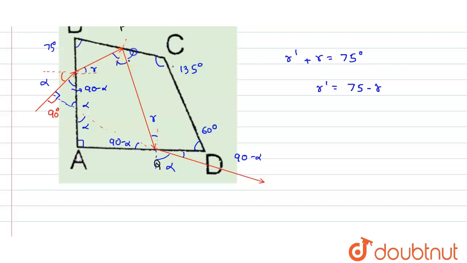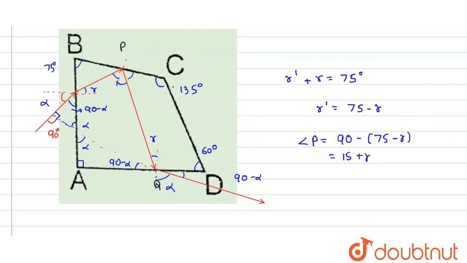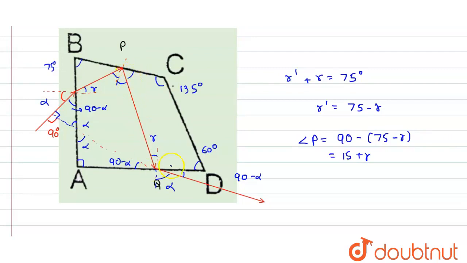Okay, now what is this angle? We know that this angle is 75 minus r. This is our r dash, 75 minus r. So what would be this angle? We call this angle P. So angle P would be, total angle would be 90 degrees because this is normal. So it would be 90 minus (75 minus r). So this would turn out to be 15 plus r. Now if we check our quadrilateral, this is forming a quadrilateral, PQDC.